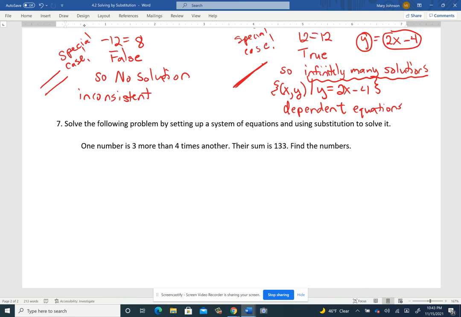All right, so now we're going to set up a system of equations. Our job here is to find the two numbers. One number is 3 more than 4 times another. Not trying to remember anything about that, just getting the gist of it. The sum of the two numbers is 133, and my job is to find the numbers. What they're asking you for is what you let your variables be. So I'm going to let x be one number, and I'm going to let y be the other.